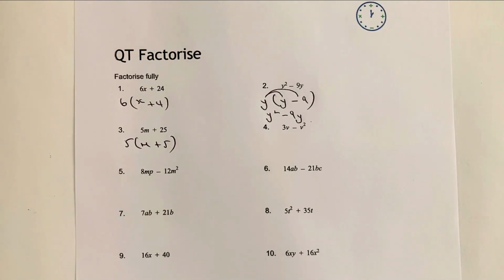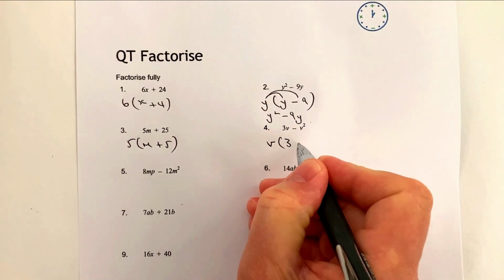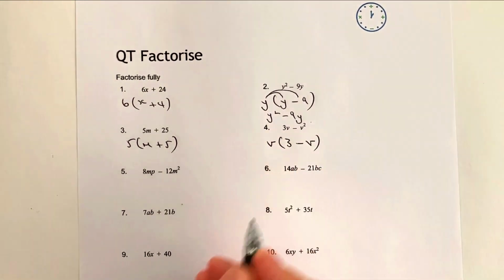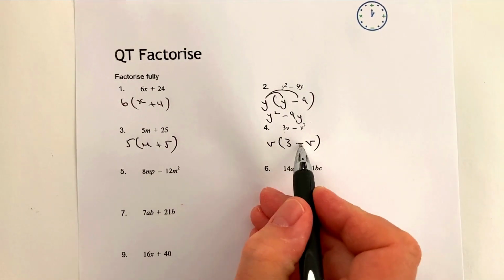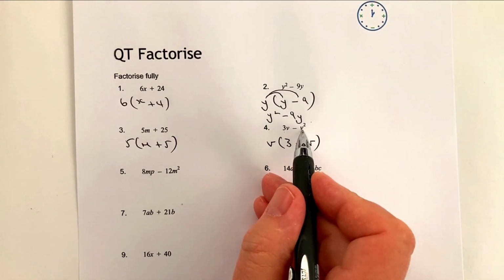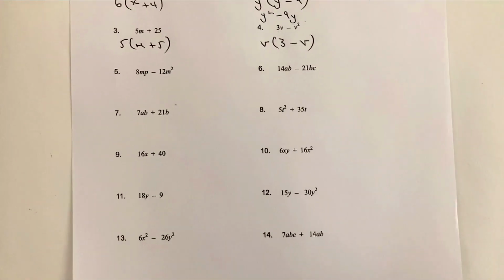Let's move on then to question number 4. Again, no numbers that are common, but I have v and v squared. So I'm going to take v out, and that's multiplied by 3 and then v again, because v times 3 is 3v and v times minus v is going to be minus v squared. Okay, let's move on then to question number 5.